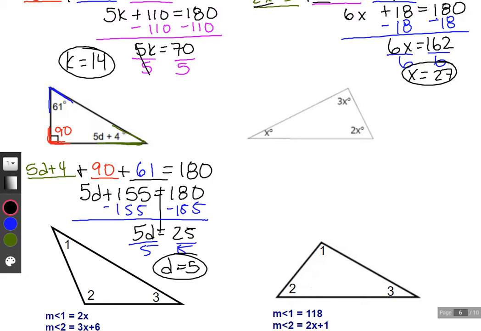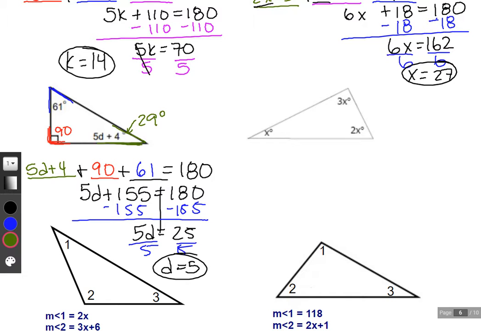Now let's plug that back into our, we only have one expression here, the green one. So we have 5 times d plus 4, so that'd be 5 times 5 plus 4. That would give this angle to be 29 degrees. If I add that to 61 and I add that to 90, I add all three together, 61 plus 29 plus 90, confirmed at 180 degrees.